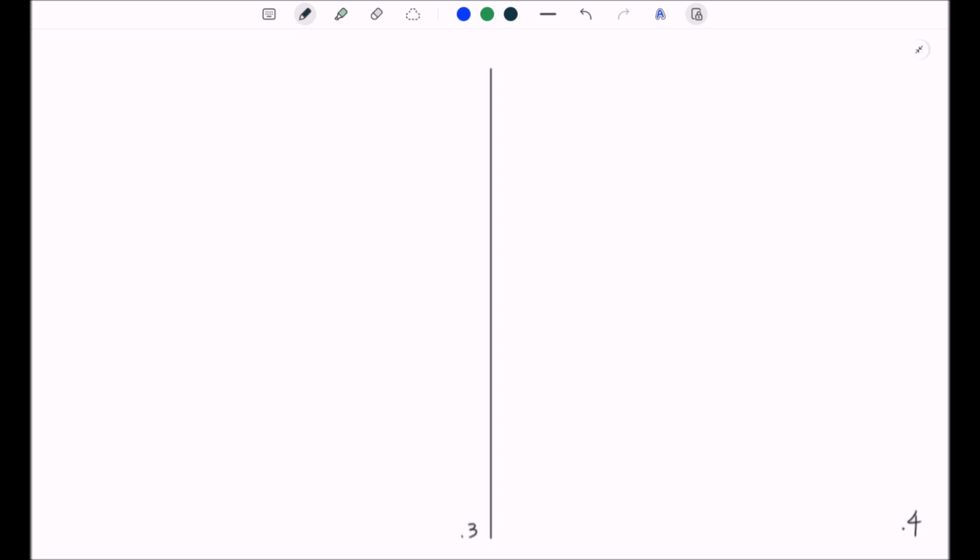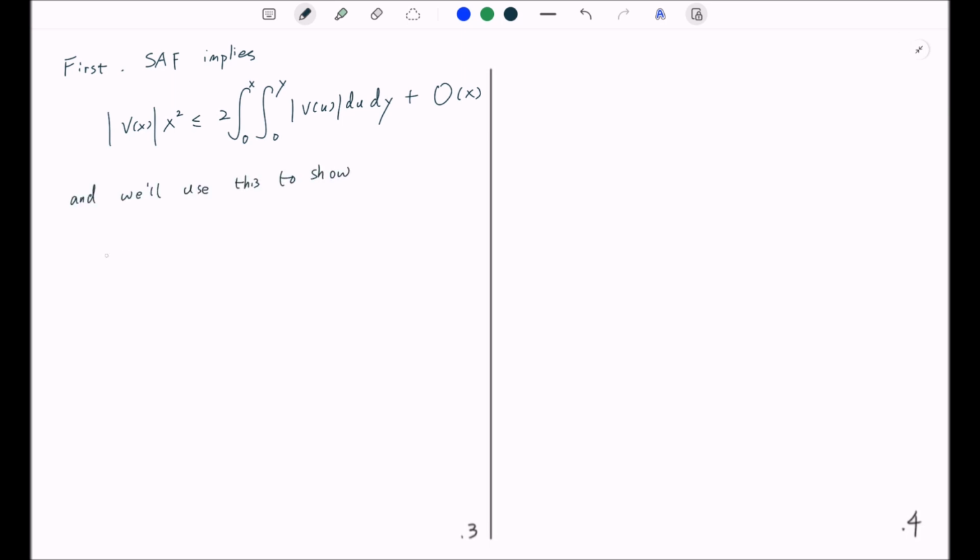First, Selberg's asymptotic formula implies the following integral inequality, that the absolute value of v of x times x squared is less than or equal to this double integral plus big O of x. And we will use this integral inequality to show that alpha, which is the lim sup of v of x, is less than or equal to the lim sup of this average, which later we'll denote by beta.